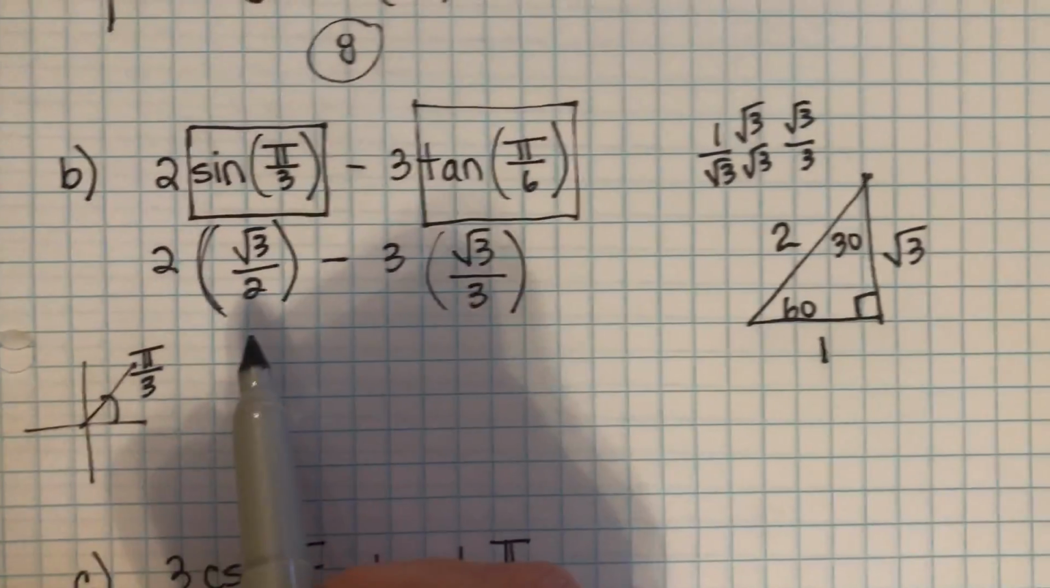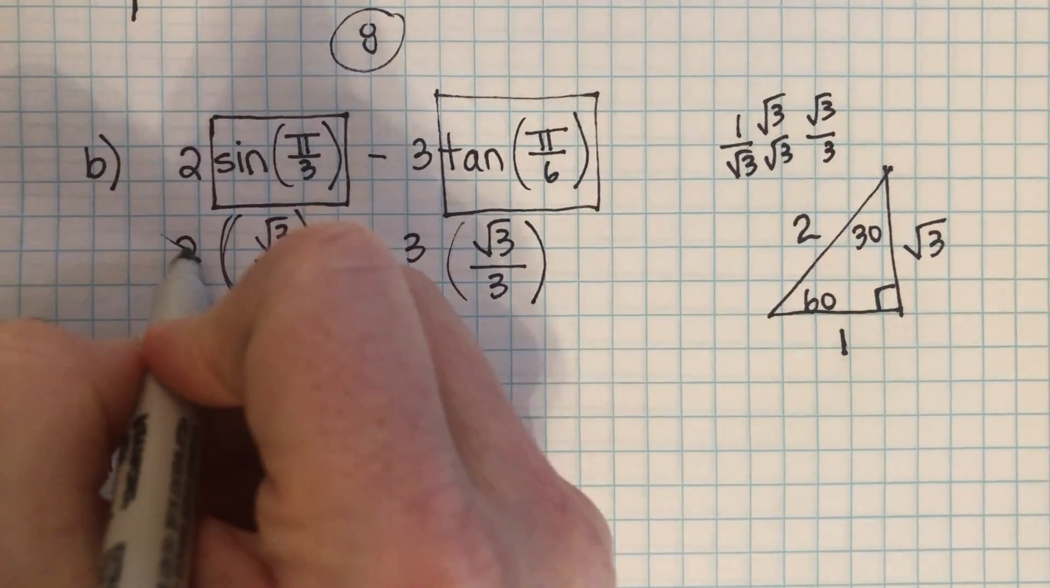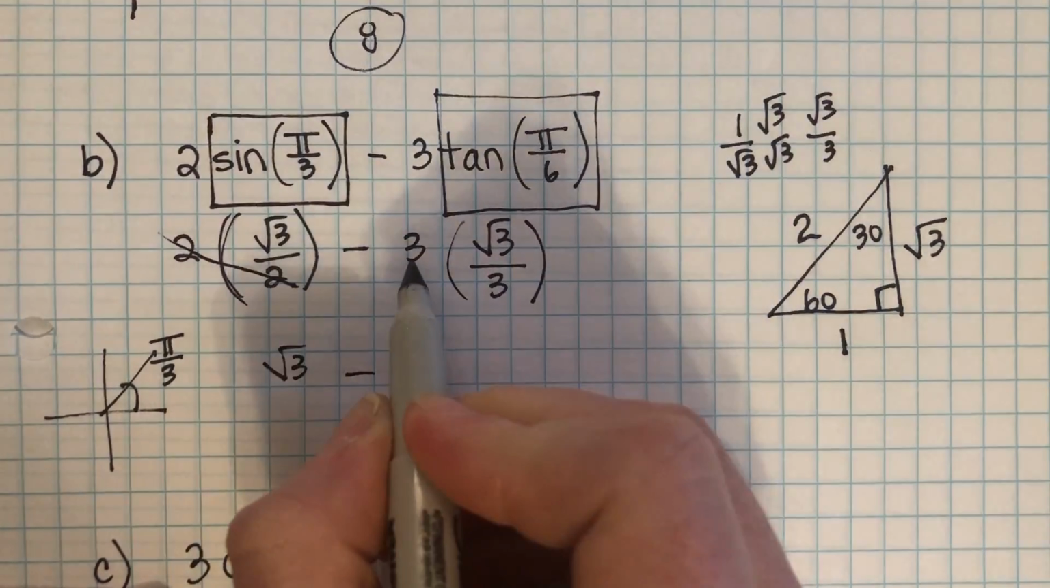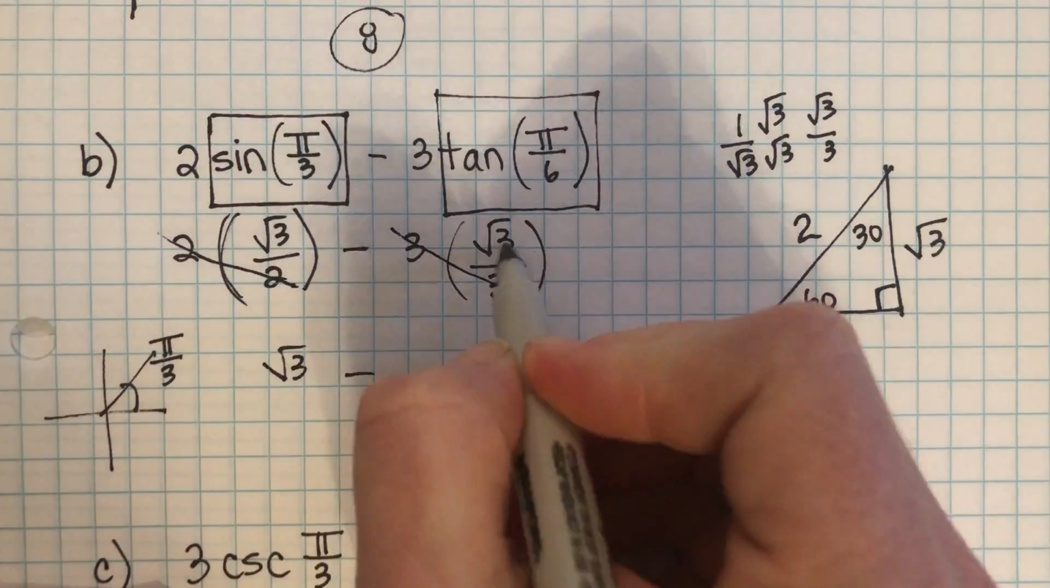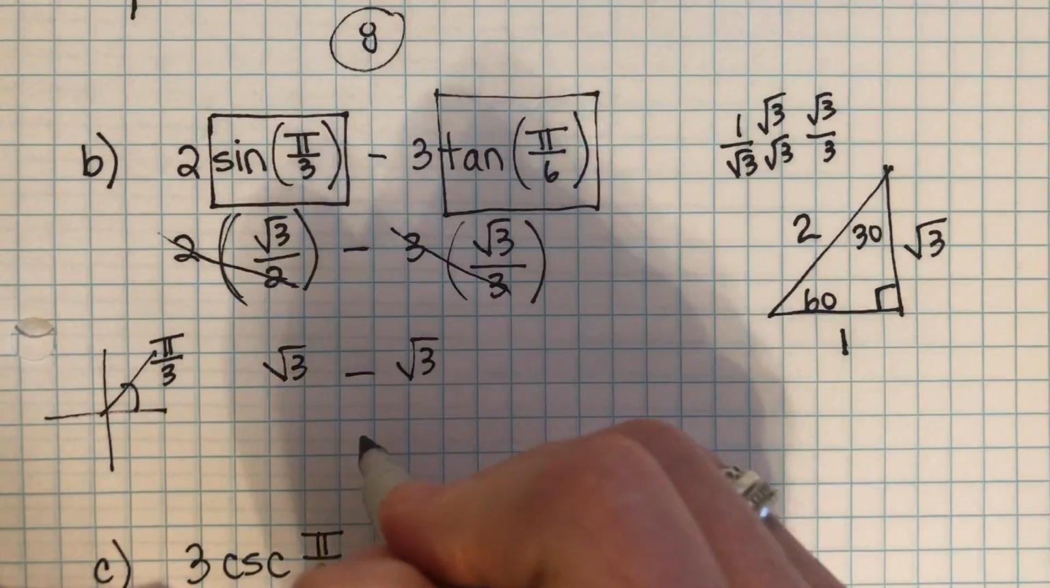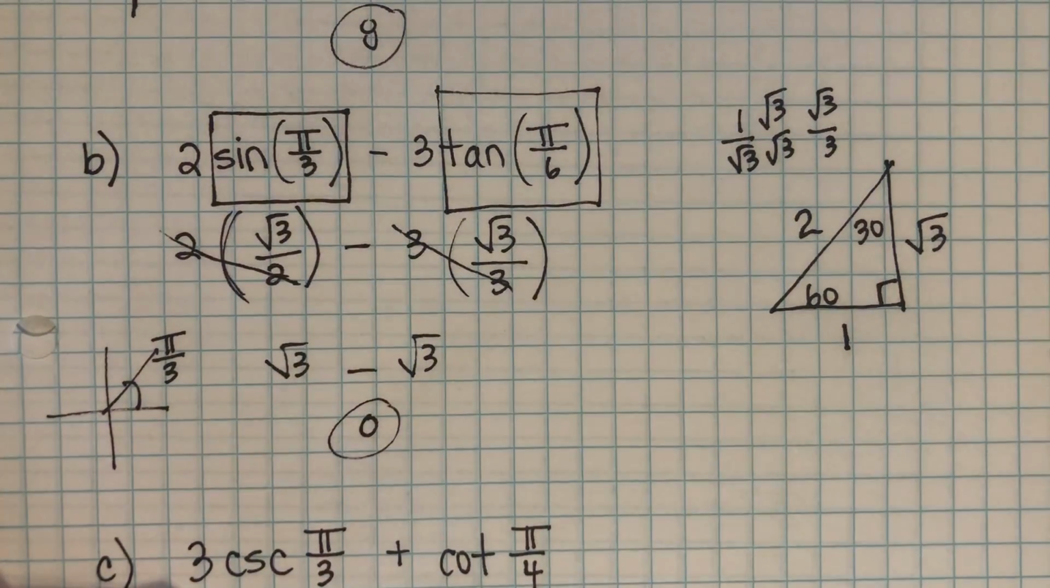All right, so now look here. So now let's clean it up. What happens to these 2's? They cancel. So you're left with root 3, subtract. What happens to these 3's? They cancel, and you're left with root 3. So what's root 3 minus root 3? 0 is the answer to this expression.